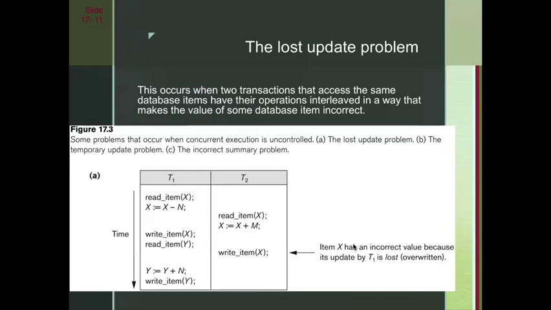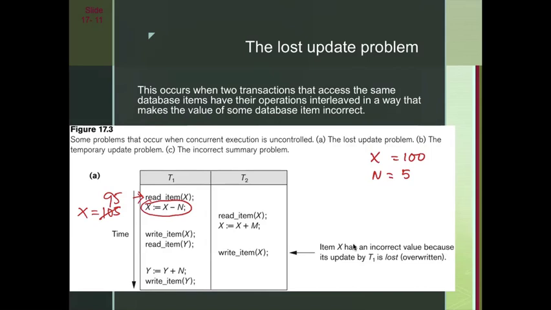As you can see in this schedule, first the read item X of T1 executes. Let us assume that X has a value of 100, so T1 reads in the value 100. Let us assume that N is 5. So in the program, the value of X becomes 95, since we are subtracting 5 from it.